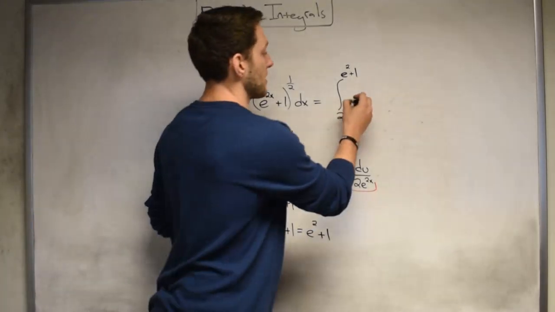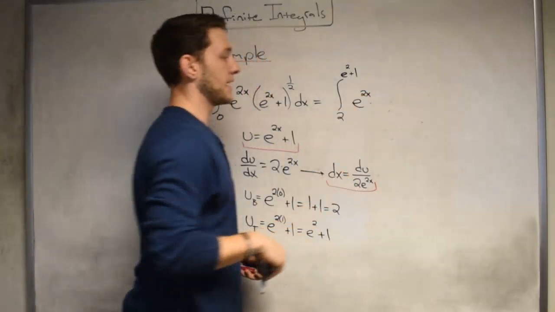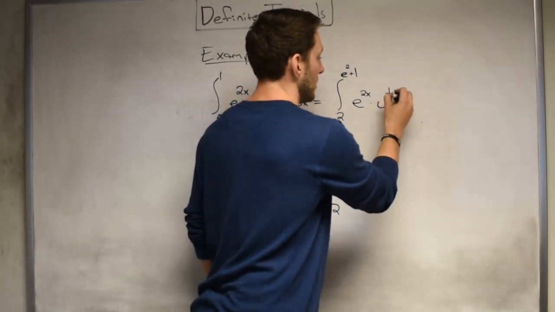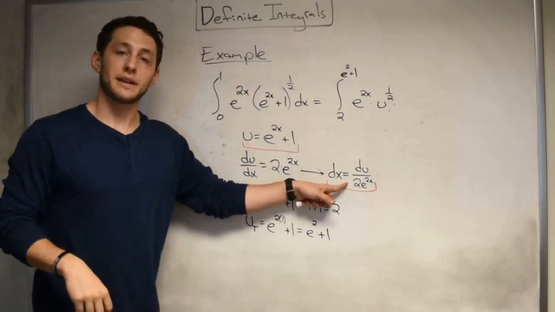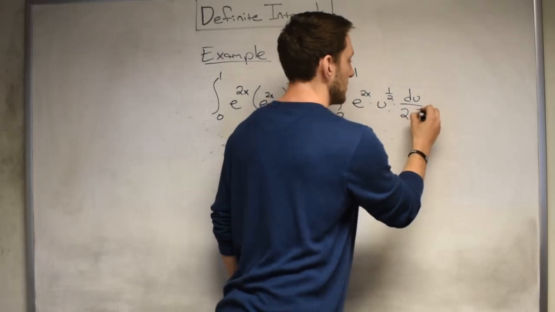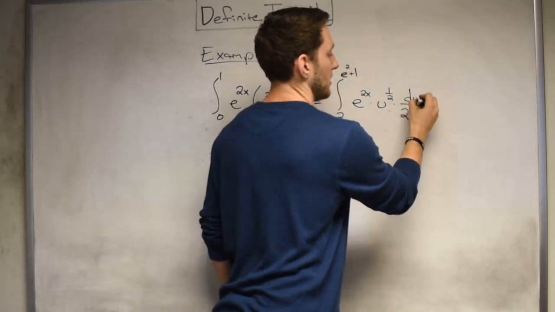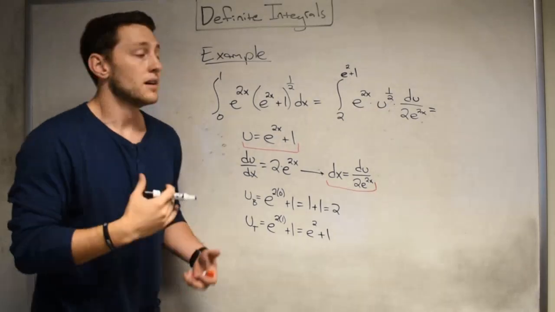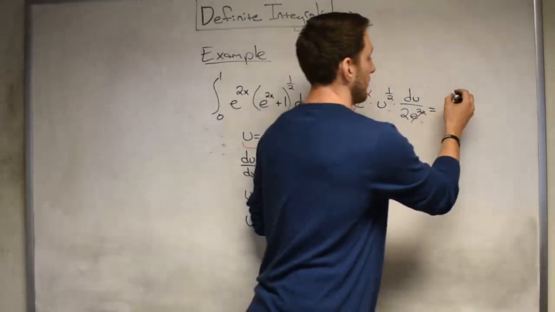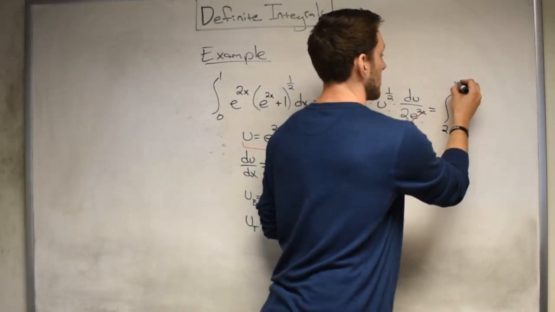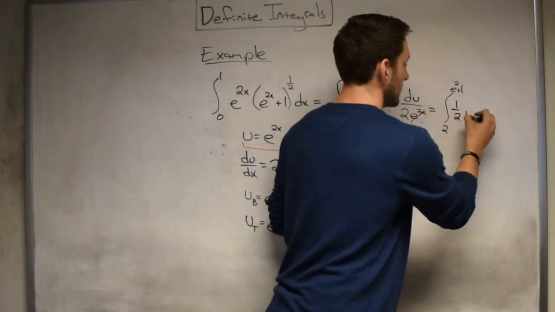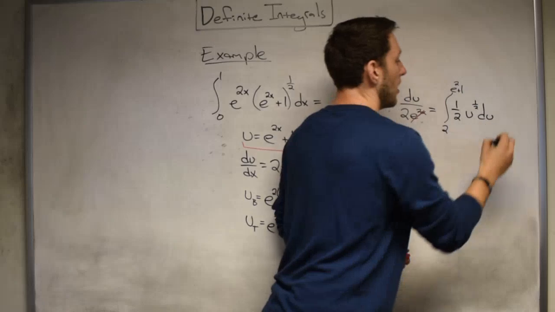I didn't touch that first e to the 2x, so I copy that down. I call this entire thing u, so times u to the 1/2, and then ultimately I sub in for dx with du divided by 2 e to the 2x. This gives me, upon canceling out these guys right here, the integral from 2 up to e squared plus 1 of our 1/2 times u to the 1/2, all with respect to u.